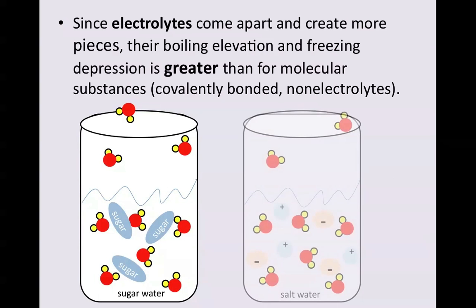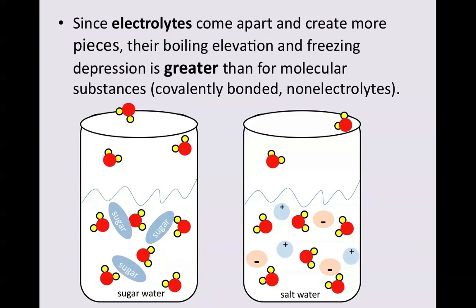So if I look at two examples, I put in 3 compounds of sugar and of sodium chloride. When I put in 3 particles of sugar, the sugar molecules themselves stay together, so I still have 3, which is fine. However, when I put in sodium chloride, those NaCl units break up from each other. So I don't just have 3 particles, I now have 6 because of it breaking up. So since electrolytes come apart and create more pieces, their boiling point elevation and freezing point depression is greater than for molecular substances, and this is really important.